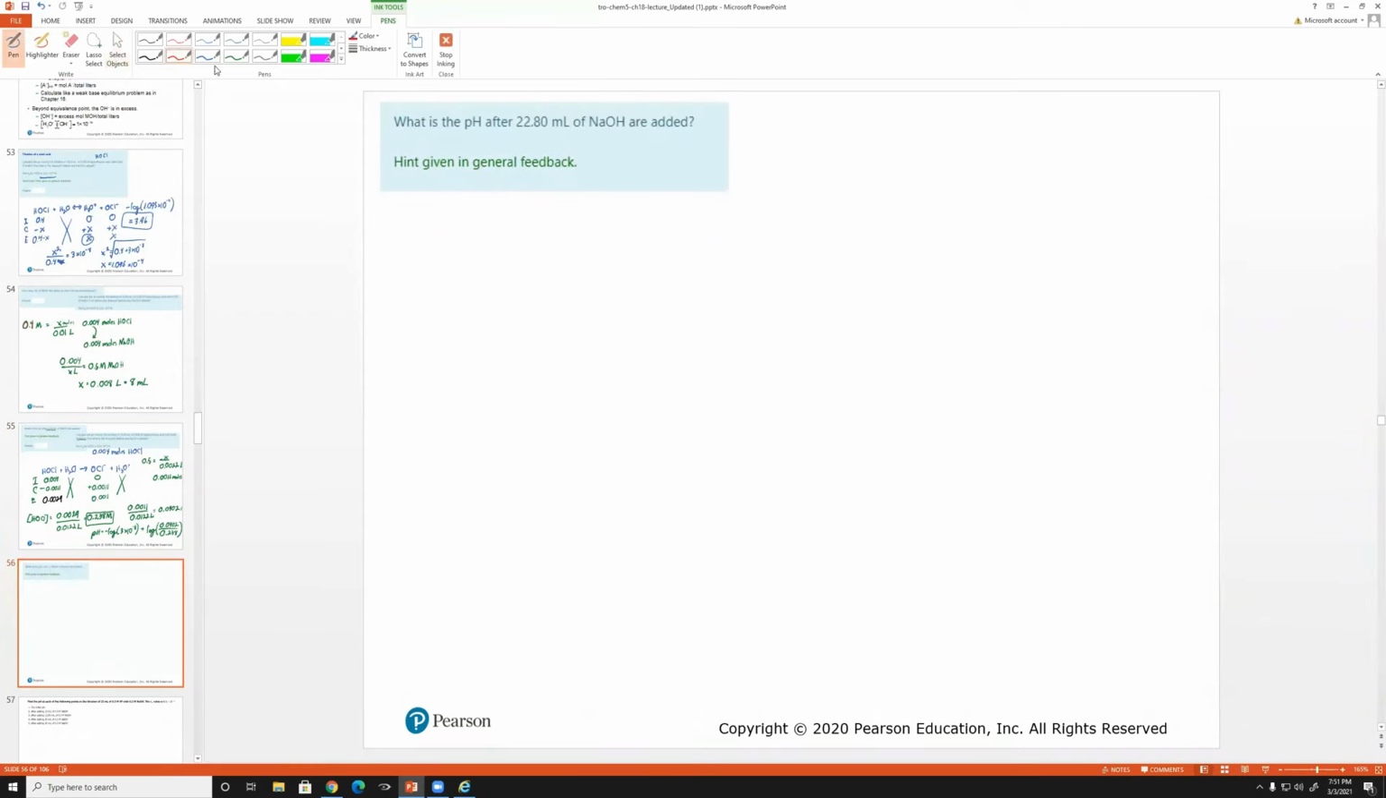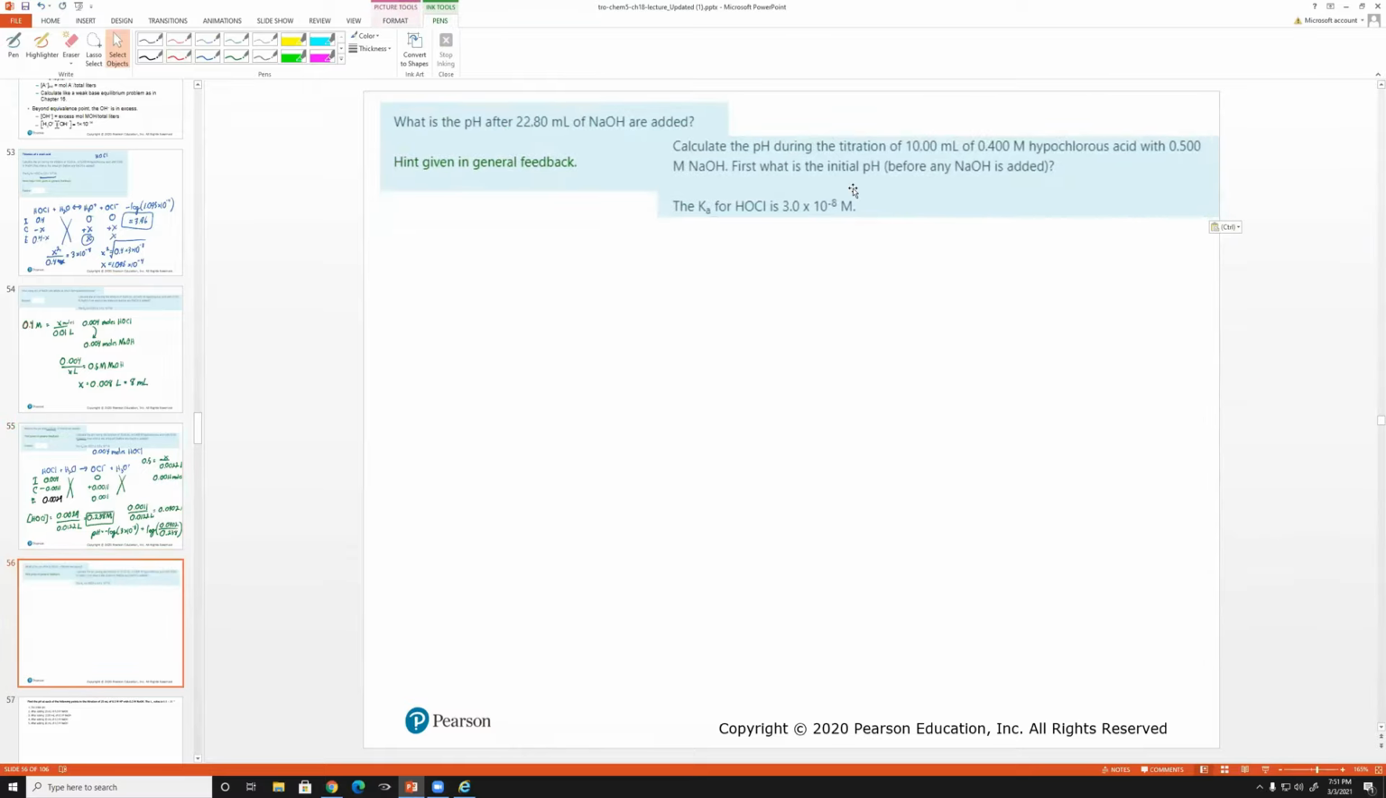All right. So then what is the pH after 22.8 mils of NaOH are added? So now we are above the equivalence point. So what does this mean? This means that the equivalence point we calculated happens at 8 mils of NaOH. Any milliliter amount over 8 will correspond to our pH by the concentration of OH.